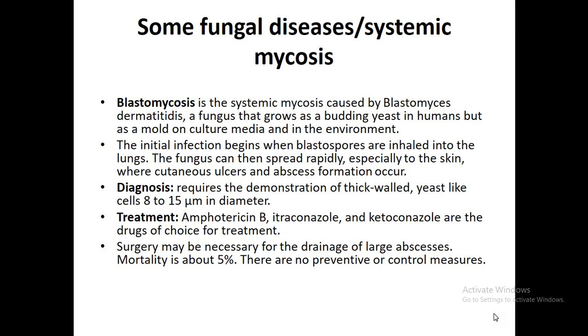This disease occurs in three clinical forms, that is cutaneous, pulmonary, and disseminated. That means that it is profound in the whole body. Diagnosis requires the demonstration of thick-walled yeast-like cells that are 8 to 15 micrometers in diameter, and then they can be isolated from the pus and biopsy sections of that infected area. There are other diagnostic tools as well, as you have learned about complement fixation, immunodiffusion, and skin test. They all are helpful for isolating this kind of fungus, and of course diagnosing them.